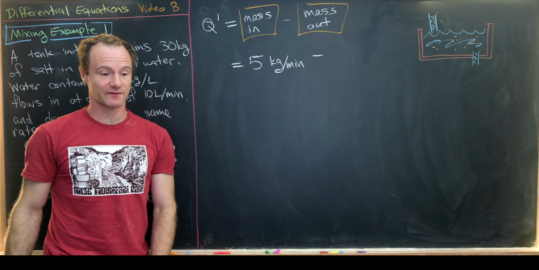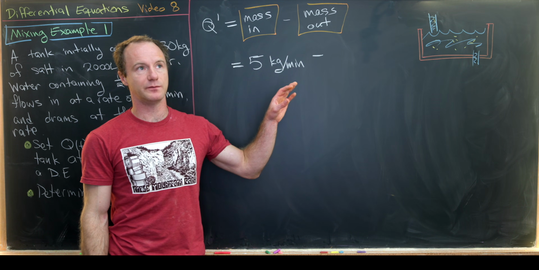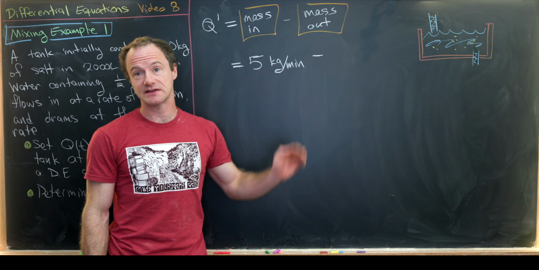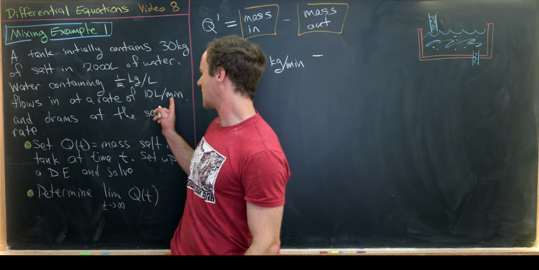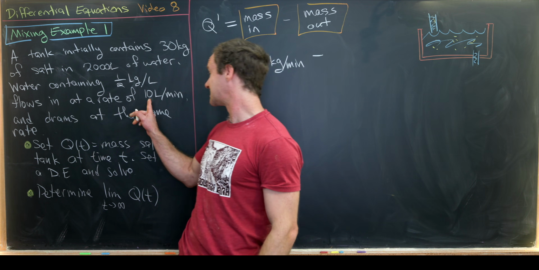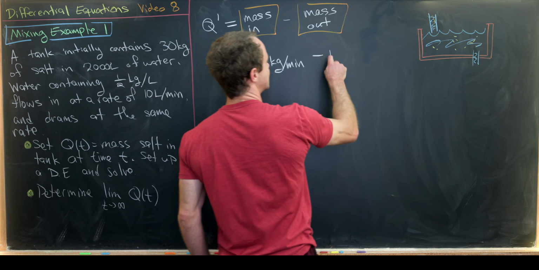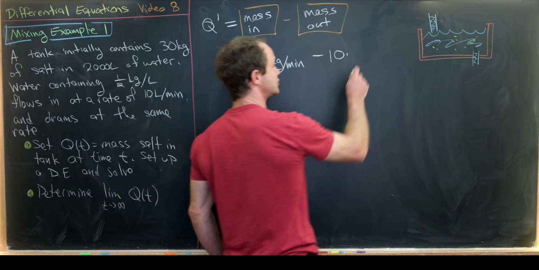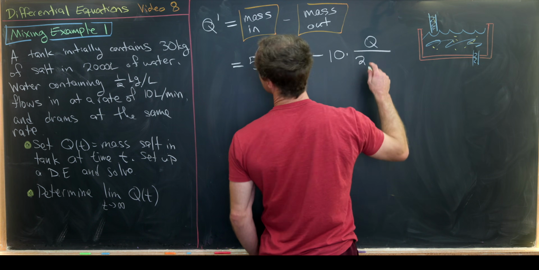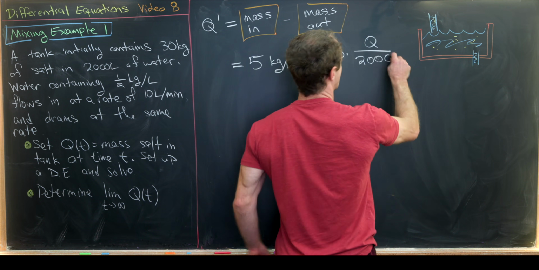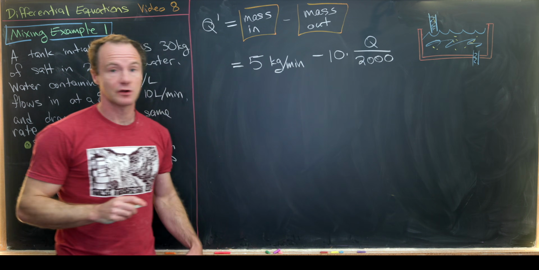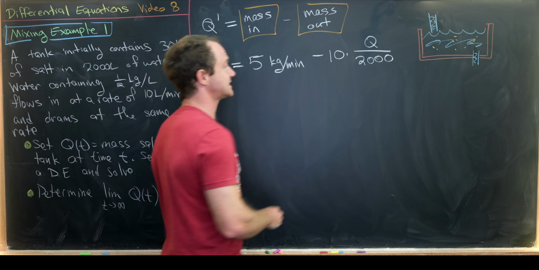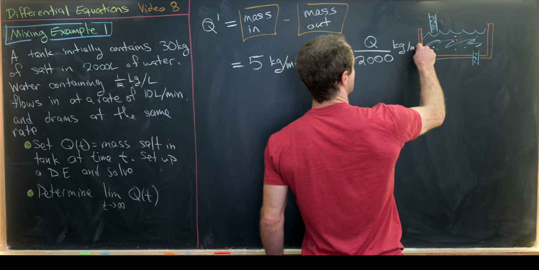Now let's look at the mass flowing out. So the mass flowing out will be the concentration of the entire tank times the rate that the water is flowing out. But look, it says that it drains at the same rate, the same as 10 liters. So that means we're going to need 10 times the current concentration. But the current concentration is just equal to the current mass divided by the volume. And so our volume is 2,000 liters. Notice it's always 2,000 liters because our inflow and our outflow are the same. And this is also kilograms per minute.